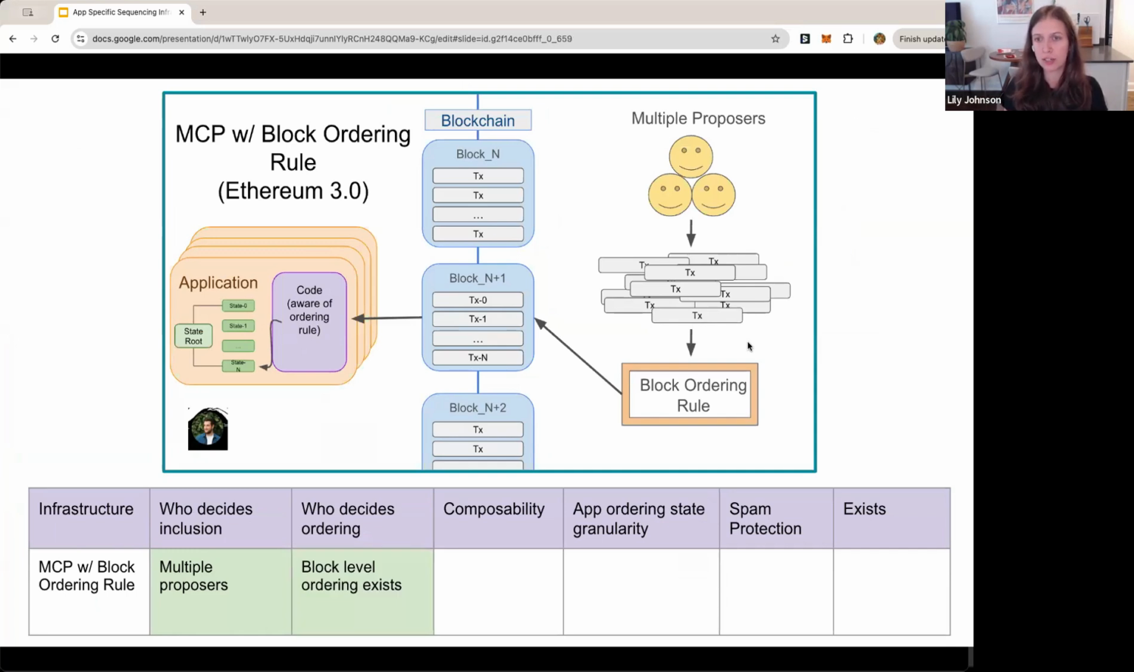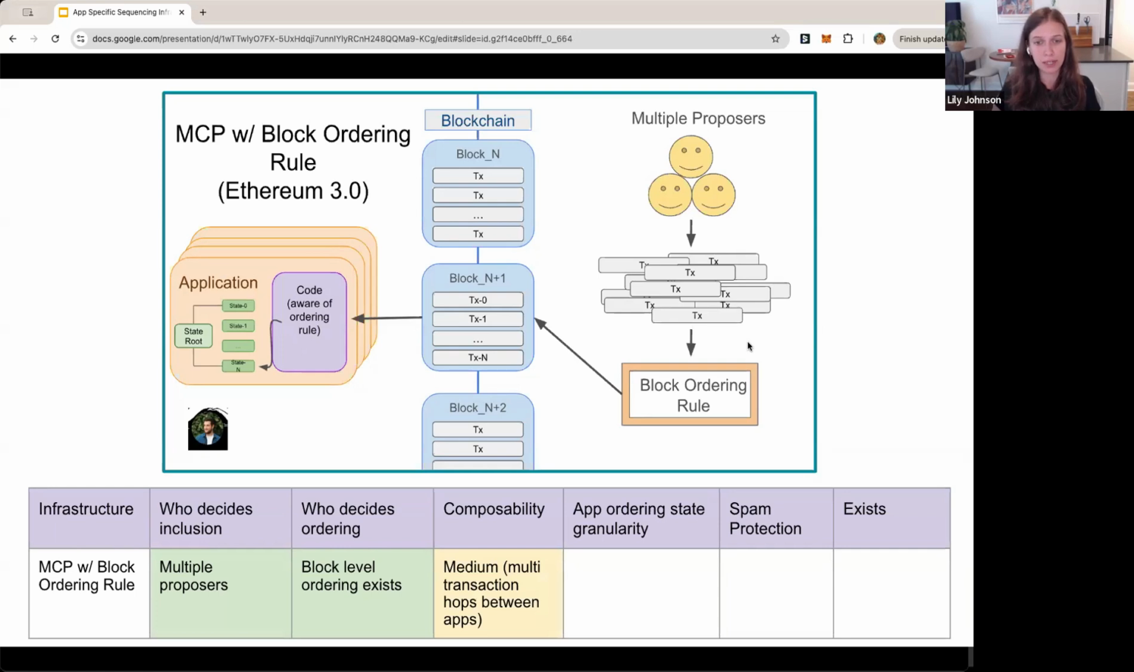Because if you don't have total censorship resistance, the block ordering rule really doesn't do anything, and you're back at Ethereum 2.0 in the sense that a censoring proposer knows the block ordering rules and can then interact with applications as if the application-specific sequencing rules did not exist. So you need the censorship resistance piece to be rock solid for this to work.